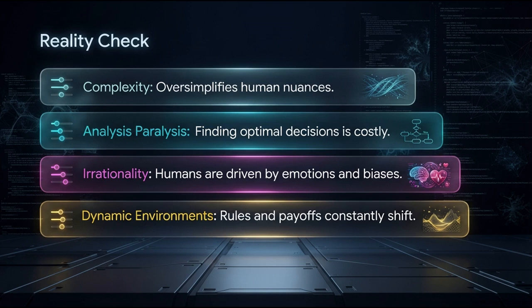Third, and perhaps most importantly, irrationality. Remember our effective unit from the beginning, the perfectly rational, utility-maximizing individual? Well, actually, scratch that. Humans aren't always that. We are driven by emotions, cognitive biases, and a deep sense of social fairness. In a public goods game, people often contribute way more than their selfish, rational optimum would suggest, just out of a sense of duty. And finally, dynamic environments. These models often assume a static world, but in real business, the rules, the payoffs, and even the players at the table are constantly shifting.